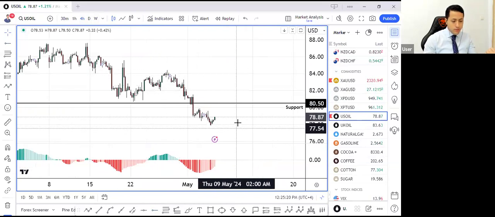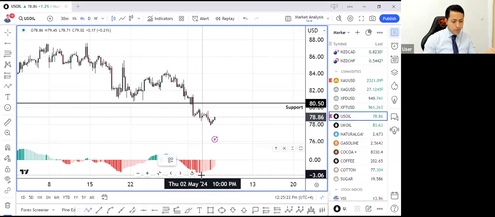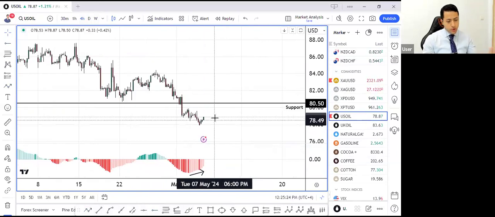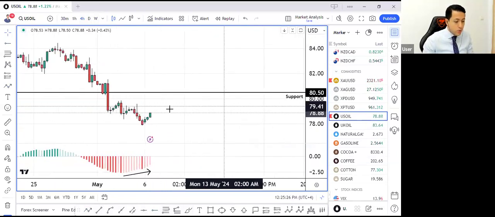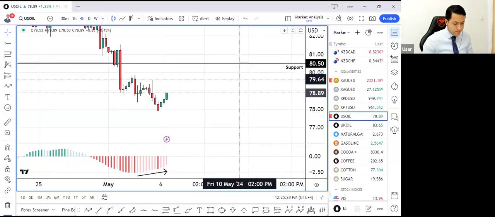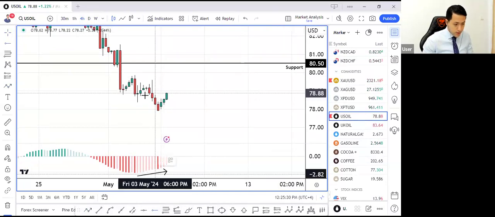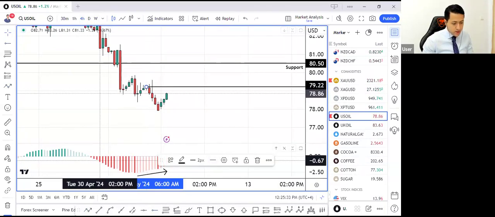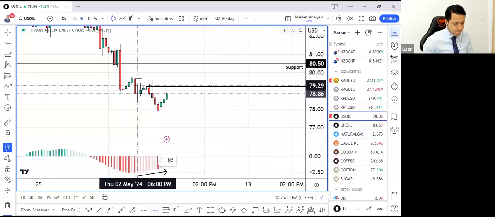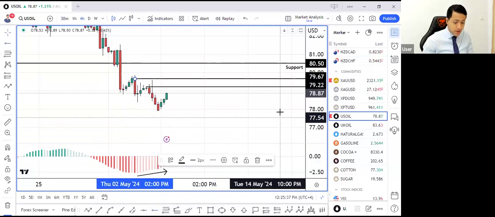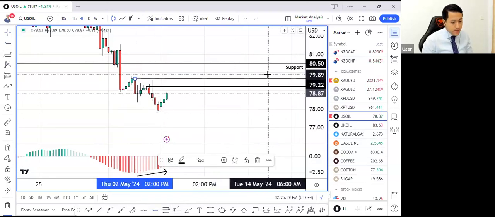We break below. We are having this upward move on momentum. So from here, I'm basically seeing that we might be heading higher to target, first of all, 79.22, 79.70, and then 80.50. Those are my targets on oil during this week.